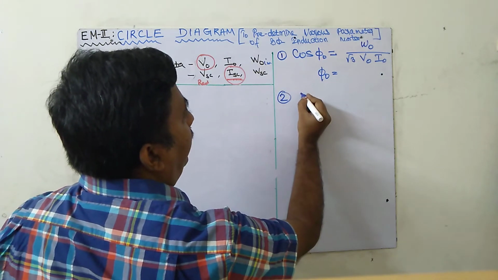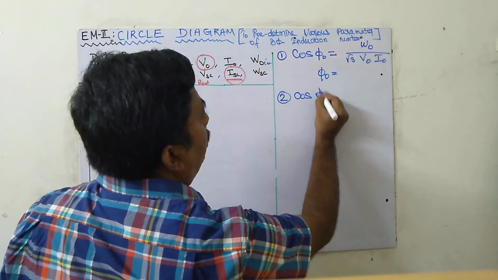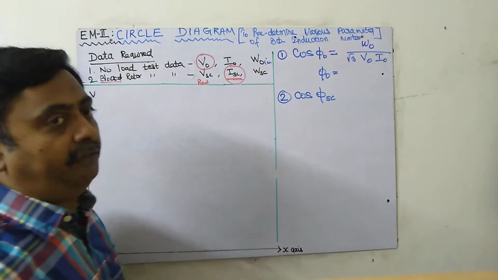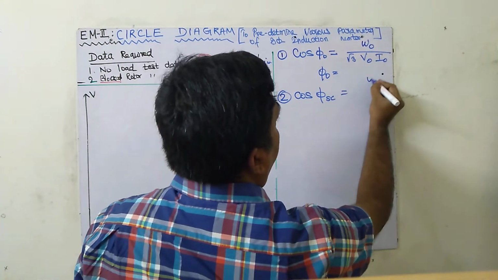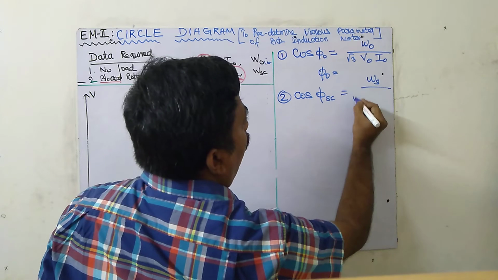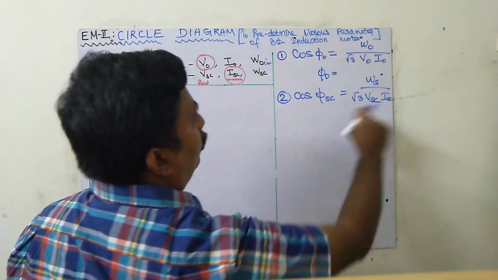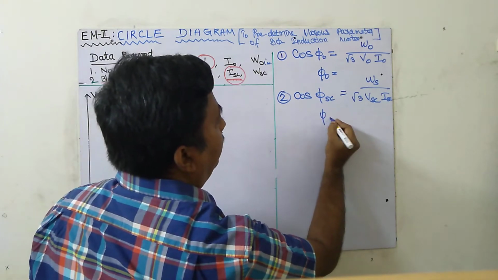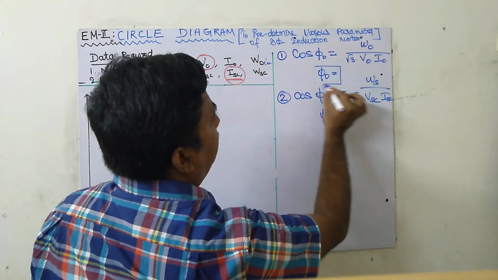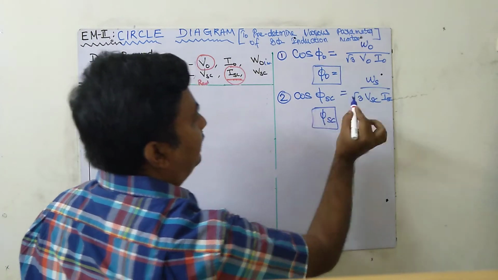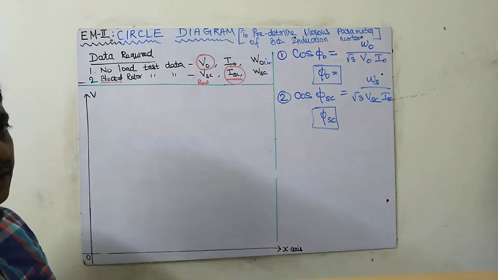Okay, second step. What is the second step? We have to find cos phi SC, the short circuit power factor. What is the short circuit power factor? WSC divided by √3 into VSC into ISC. All the data are known quantities. From this we have to find phi SC. This is the first step, this is the second step. Easily we can calculate.